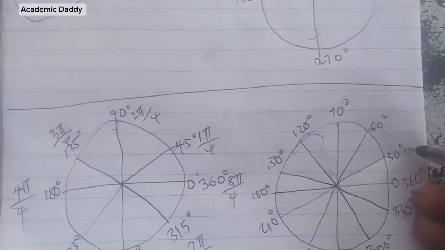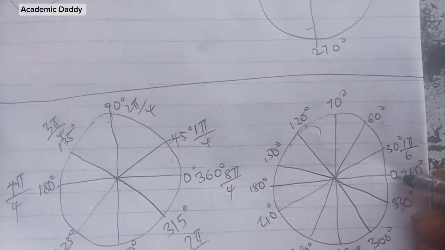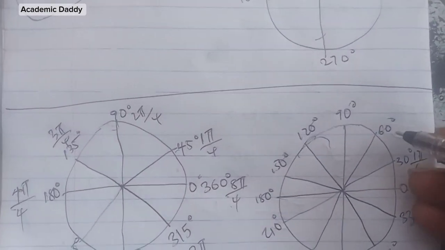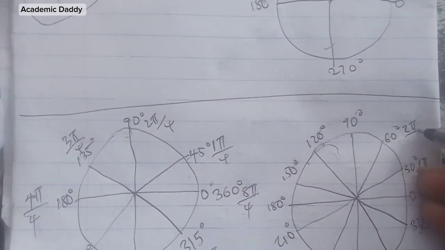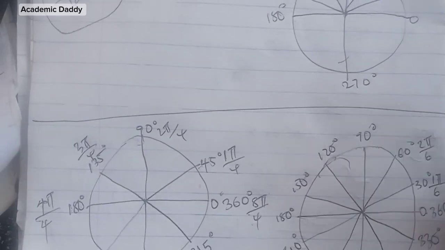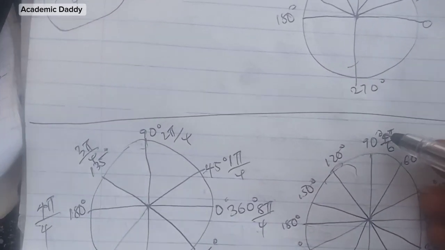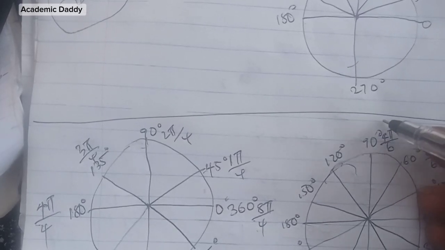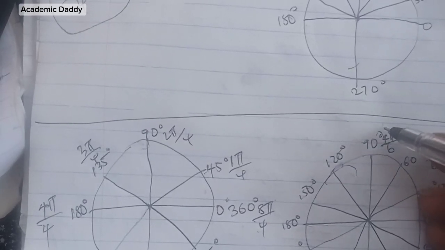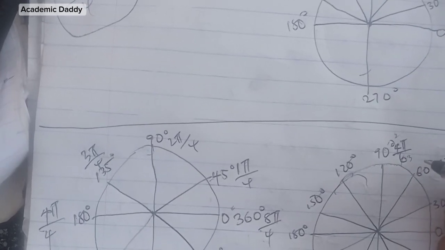So this will be 1 pi over 6. This is 0 pi over 6, and 0 divided by anything is 0. So 30 is 1 pi over 6. 60 is 2 pi over 6, which is the same thing as pi over 3.